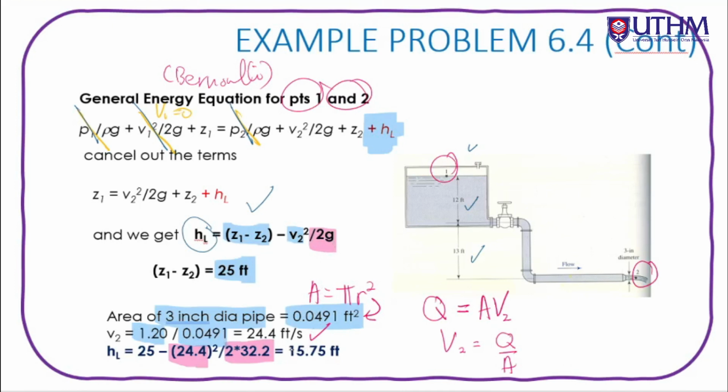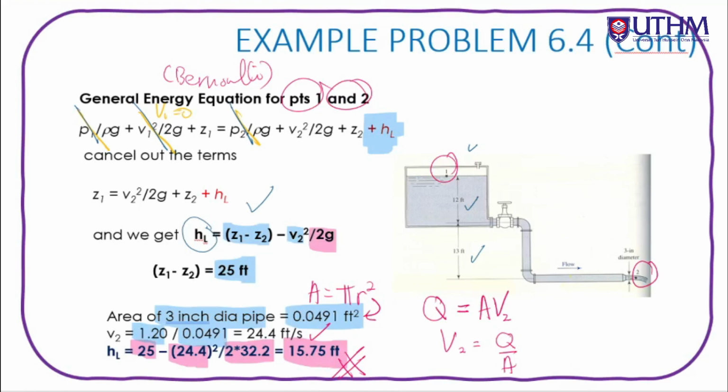For the time being, just accept it as it is, as long as you understand the concept. For your questions later on, don't worry. We will not use all of these, which can be called American units. All our questions we will use SI units, so there is no problem. The total head loss here is about 15.75 feet.